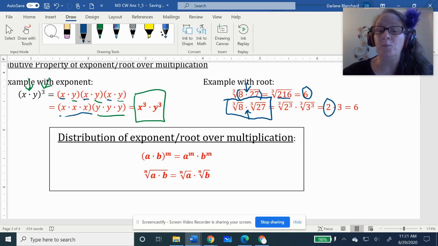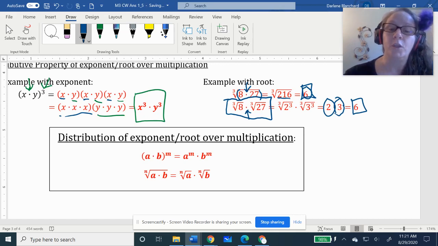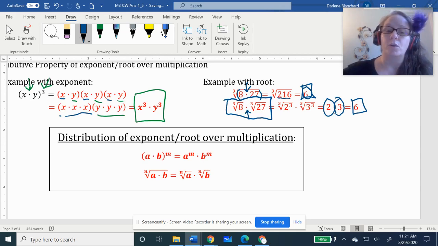27 is 3 cubed, so what is the cube root of 27? It is 3. And we end up getting 2 times 3 is 6. Just like what we got if we were to first multiply the 8 and the 27 and then take the cube root, or cube root each individual 8 and 27 and then multiply that result. So 2 different examples to show you the distributive property where you have an exponent or a root over multiplication.